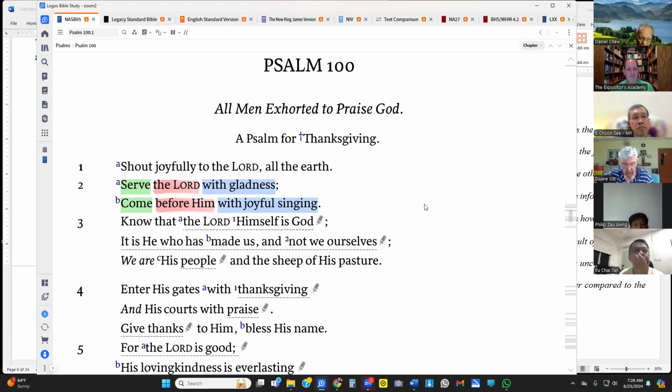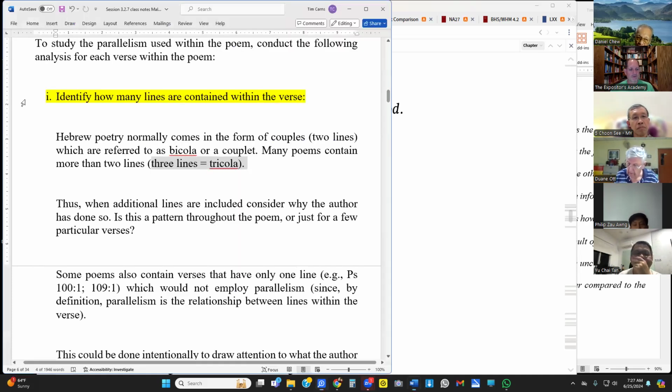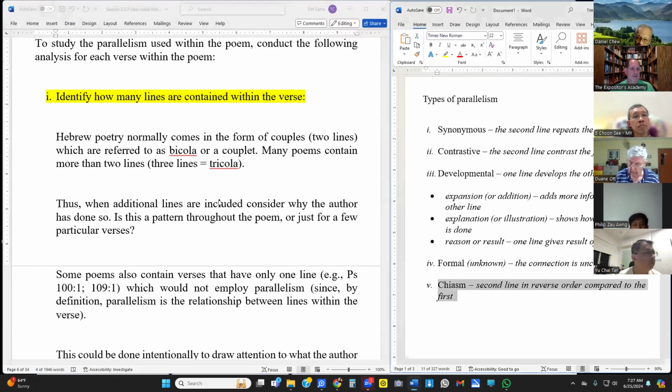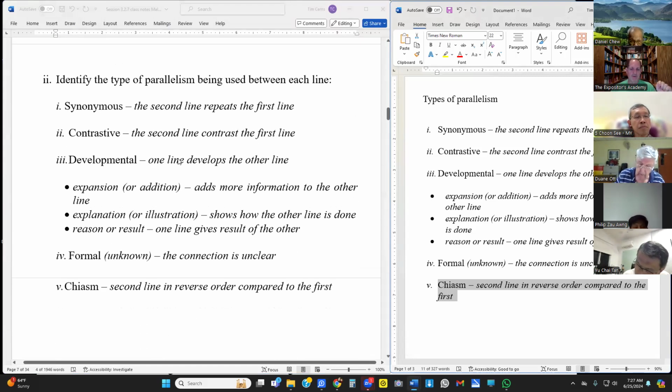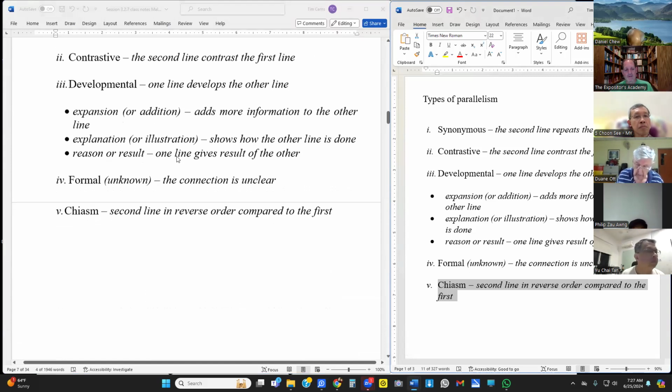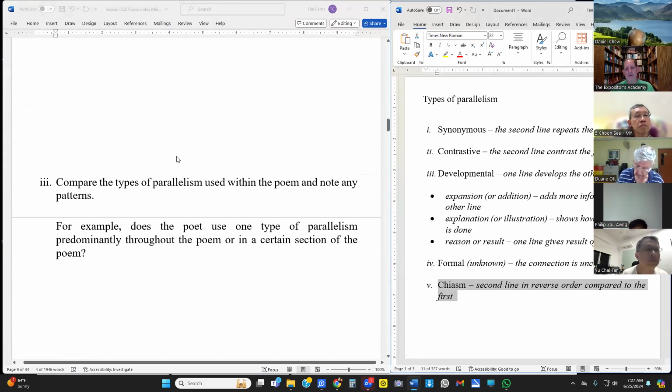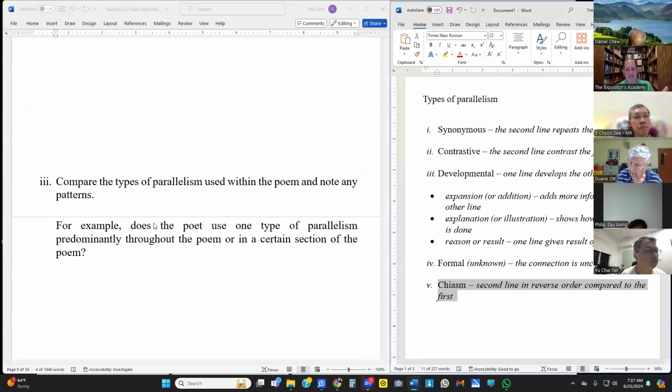But then when we get to the next verse, in fact, let's look at Psalm 24 as an example of this. Sorry, let me jump back for a minute. First you want to identify how many lines are within the verse, and then identify the kind of parallelism used, which we've already reviewed together. After that, you want to look at the poem overall and see, does the poet use the same kind of parallelism throughout the poem? Does he vary it?